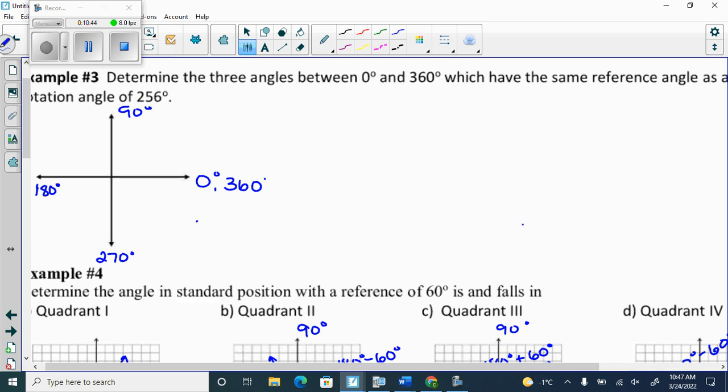256 is close to 270, correct? So it's going to be close to 270. It'll be somewhere, probably more than that, but that's okay. Rotate, initial, boom. 256. How do I find the reference angle? In the third quadrant, 256 minus 180. And what do we get? 76.